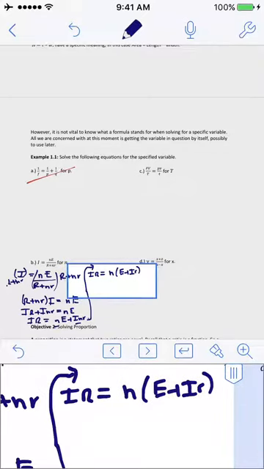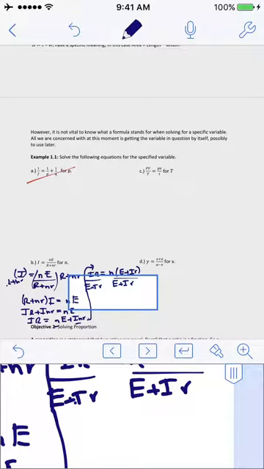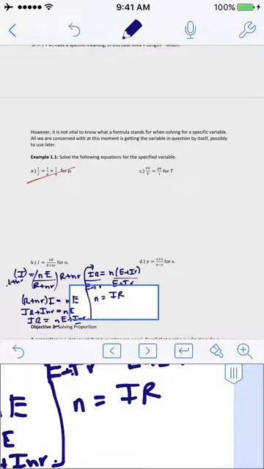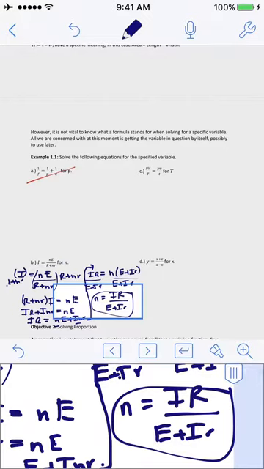And then I'll divide by this side. So divide by e plus Ir. And I end up with n is equal to I capital R over e plus I lowercase r. So I just had to switch the variable around a few times.